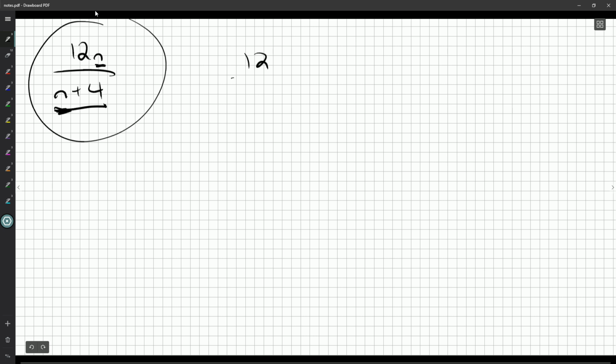It'd be a lot easier to have something like 12 over n plus 4 because then n plus 4 just has to be a factor of 12. Okay? But because we don't know what n is, we don't know the factors of 12n, and so we don't know how to match up n plus 4 exactly. So that's a bit of an issue. Is it something we can fix?